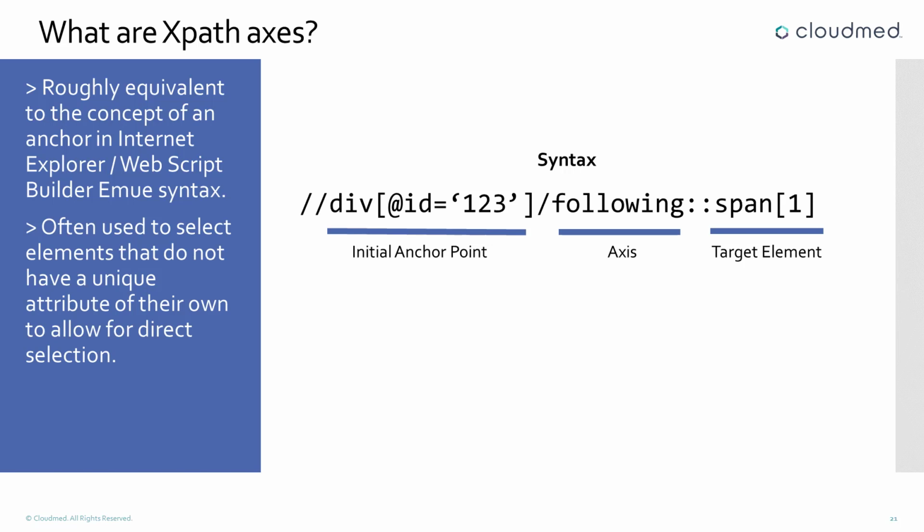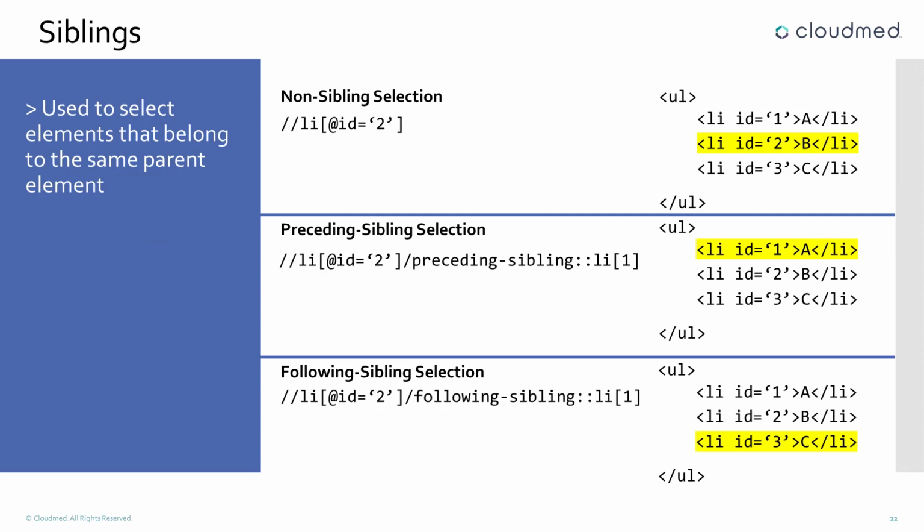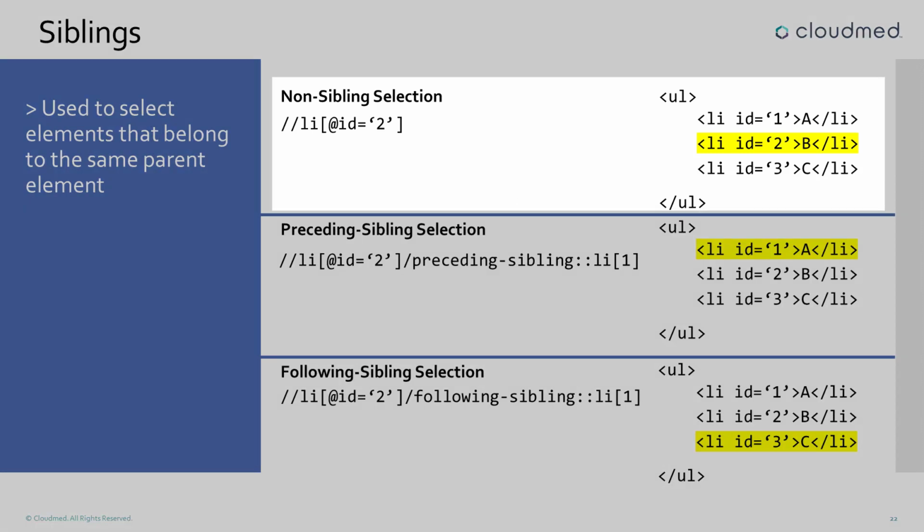Then it'd be slash, put in the axis, 2 colons, and then the target element. And that can be done as many times as you need in any given XPath statement. So one example of one of these axes is the siblings axis. If we look at this first one here, where we're not using an axis at all, we're just looking at the li with an ID of 2.